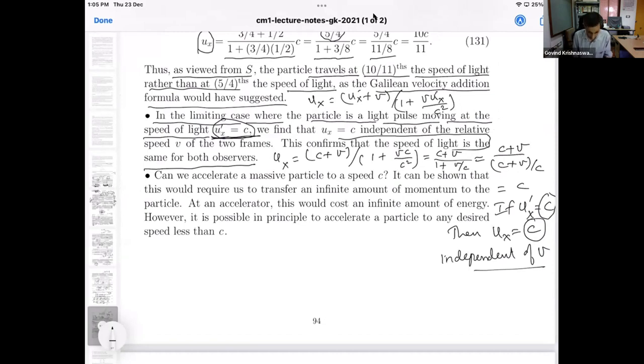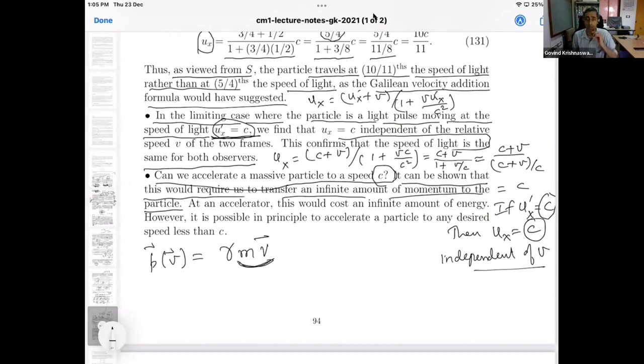Now, this question was already asked. Can we accelerate a massive particle to the speed of light? Well, it can be shown that this would require us to transfer an infinite amount of momentum to the particle. I have not yet discussed the momentum of particles. Turns out there's a formula for the momentum of a particle which is moving at a velocity v. It's given by gamma m v. Okay, so m v is the usual non-relativistic formula.